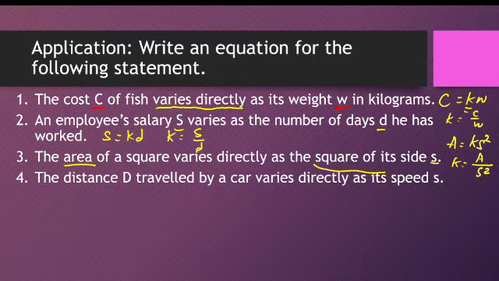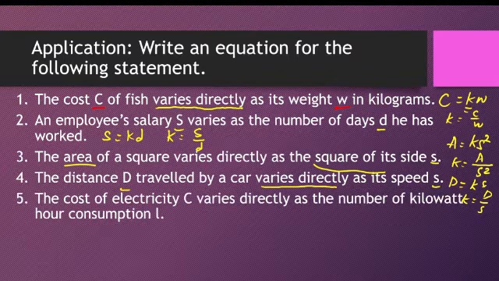Next, the distance D traveled by a car varies directly as its speed. So, we have D, which varies directly with S. And then we have D, the first one mentioned, equal to KS. Then, the constant is equal to D over S.